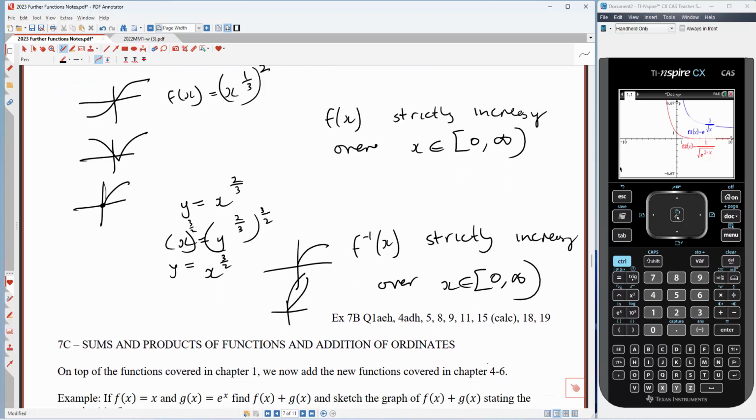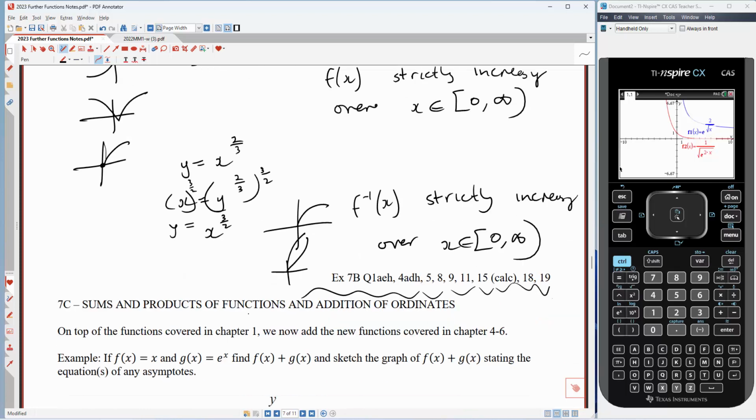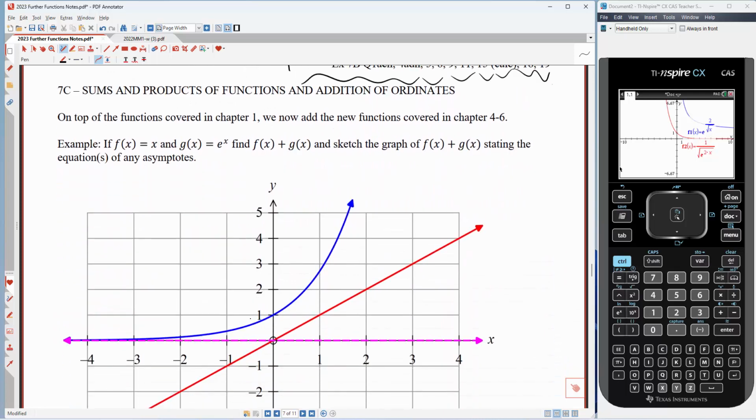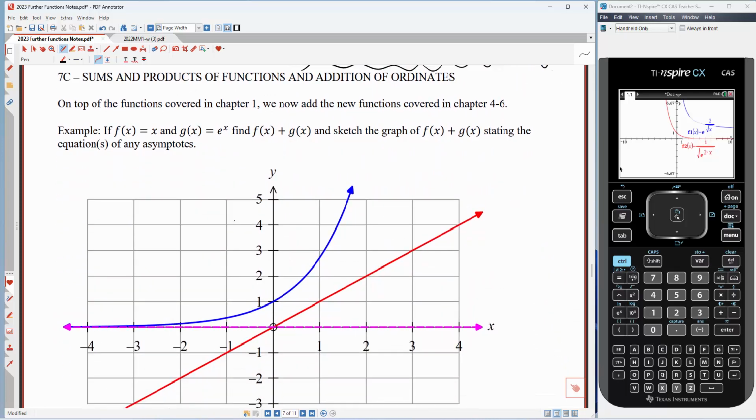Alright, so really good practice, this exercise, for inverses and composite functions and all of that stuff. In the next video, I'll look at sums and products of functions and addition of ordinates once more.